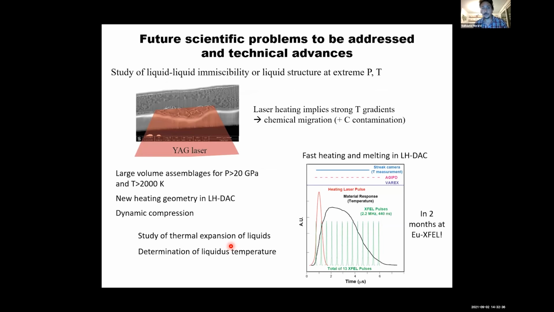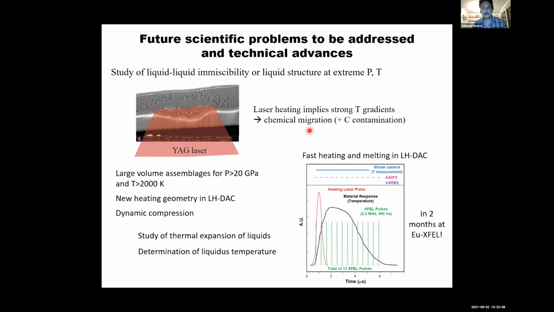And it's one point I want to point out here that is very important, is that laser heating implies strong temperature gradients. And basically, when you do laser heating, when you melt, the starting composition is not the same. The composition you have when you probe with X-ray is not the same as the starting composition due to chemical migration. You have a lot of recrystallization, for example, you see here with the FeO grain moving on the side, Fe grain staying here. So you have a lot of chemical migration, potentially carbon contamination.